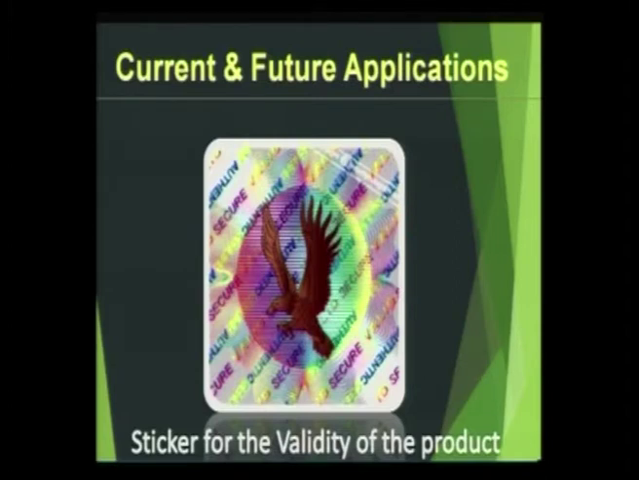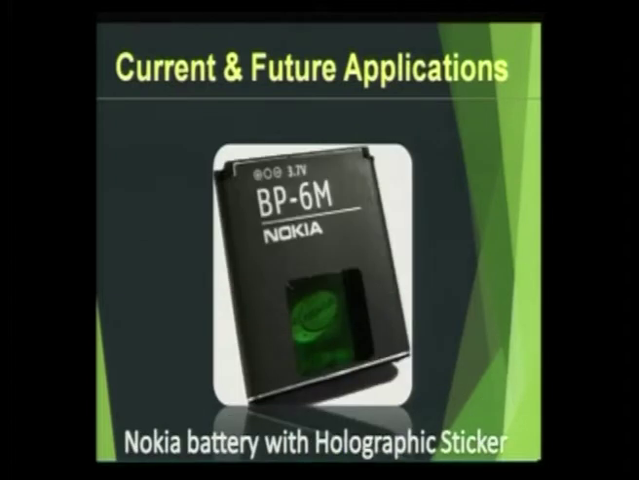So, this is a sticker for the validity of the product. Whenever a commercial product comes from a market, this is a very important thing. This I should have shown in one of the very early slides. The holographic sticker is very common, abundantly available, secure. This shows the genuineness of the product that is coming, and so on the product you see the sticker. The sticker is made up of a hologram. This is again a Nokia battery with the holographic sticker. You see the Nokia, right, holographic sticker.